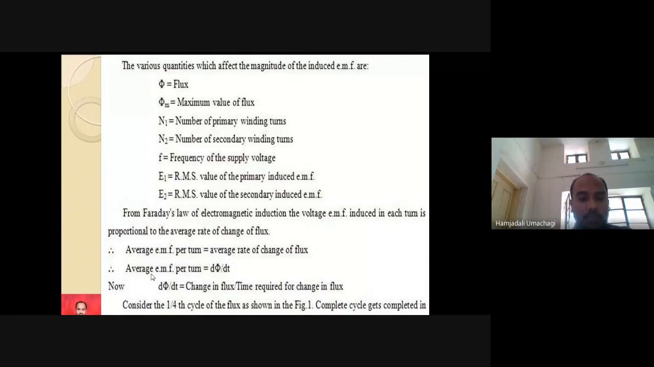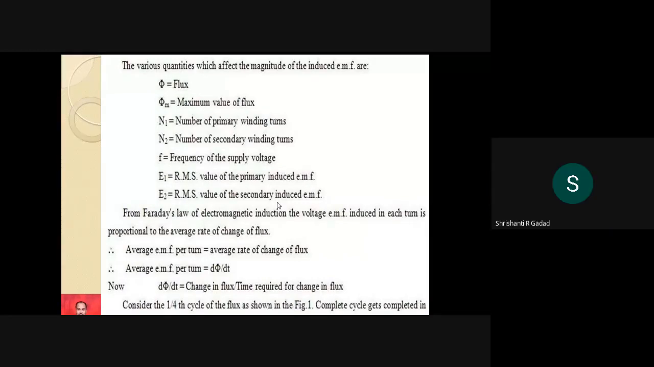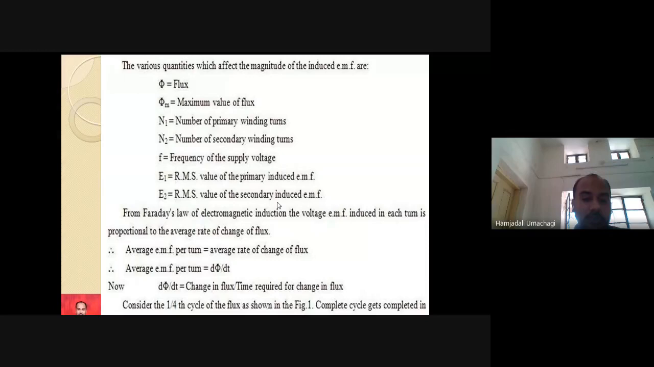E1 and E2. E1 stands for voltage induced on the primary side. E2 means voltage induced on the secondary side. Can anybody tell me what is the EMF equation of a single phase transformer? dφ by dt, sir. Yes, dφ by dt is the rate of change of flux, but you are deriving the whole derivation, and at the end you will be getting one expression, right? So what is that expression for EMF equation of transformer?